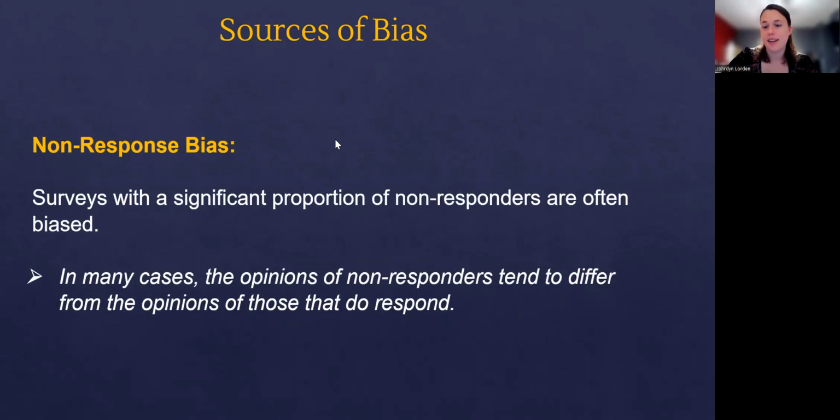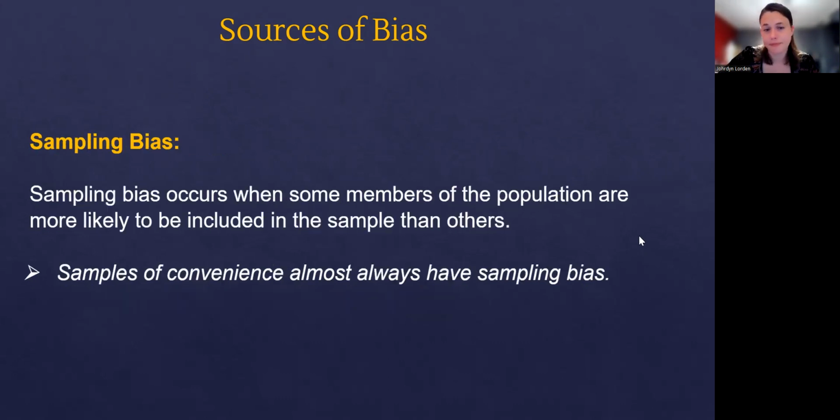Non-response bias. This kind of goes hand in hand with voluntary response bias. It's when you try to sample a lot of people, but there are a lot of non-responses. This goes along with the whole socks to bed thing. They didn't get a lot of people to answer their question, so the people who did respond might have something different about them than the people who did not choose to respond. Sampling bias: samples of convenience are always sampling bias. It's when you don't use a well-defined method to collect your sample.